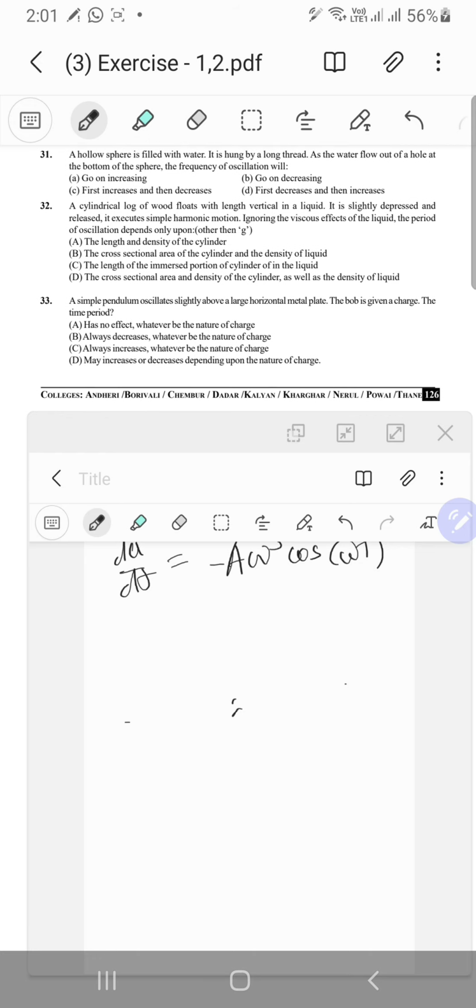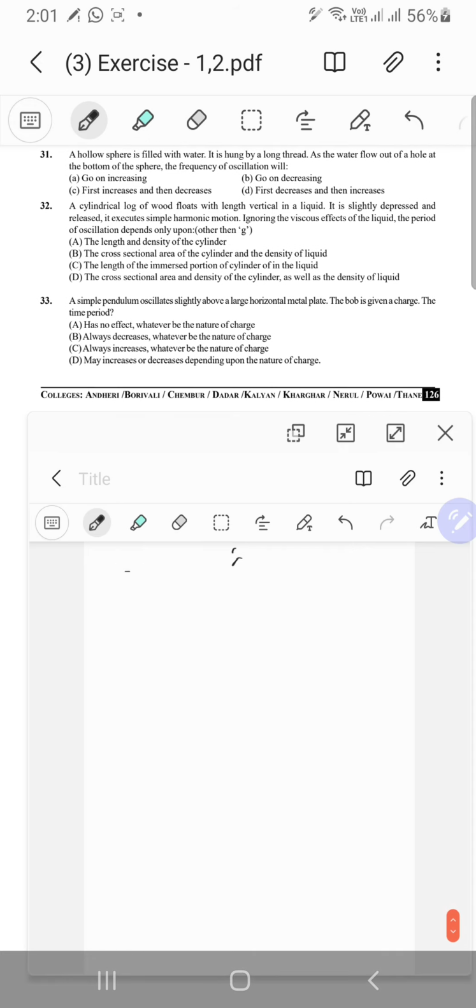A hollow sphere is filled with water. It is hung by a long thread. As the water flows out of the hole at the bottom of the sphere, the frequency of oscillation will... So as it flows out, the center of mass will go down, assuming that the water leaves with the same tangential velocity and everything, so it will essentially still have the same velocity, just the acceleration will be different. So if your length is going to increase, T equals 2 pi square root of L by g, so your time period also increases, right?